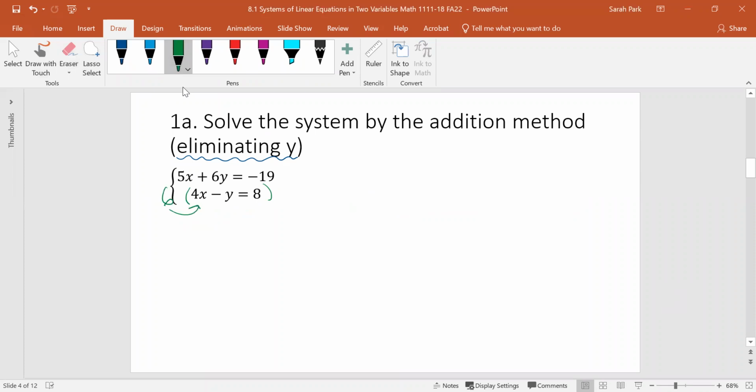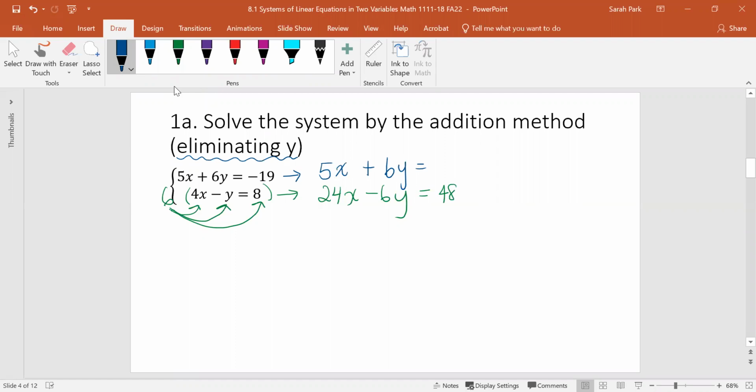So let's multiply the 6 by 4x, 24x. Let's multiply the 6 by -y, which is -6y, and 6 by 8. Remember to multiply each term in the equation by 6. And we get positive 48. The top equation, we're just going to copy it down again. We are not doing anything with it. 5x plus 6y equals -19.